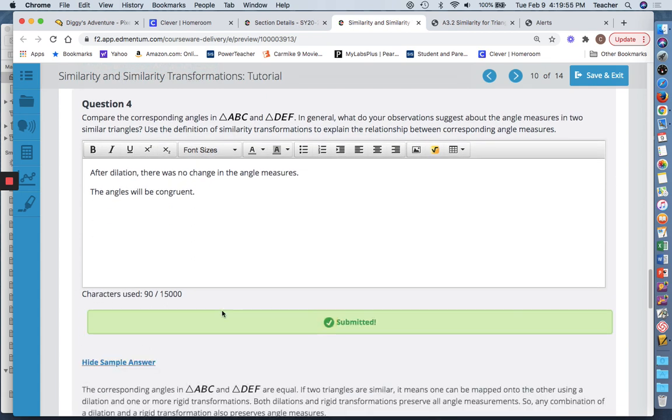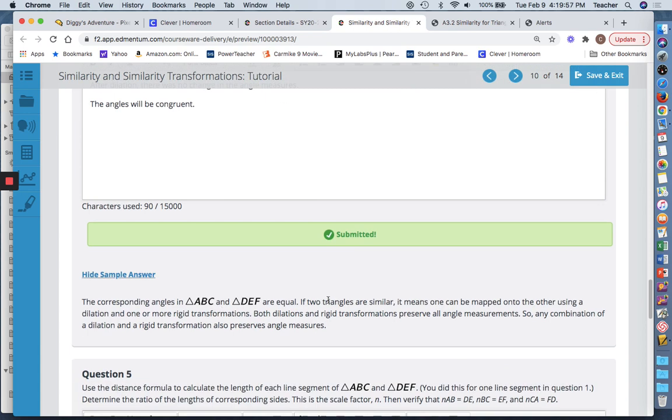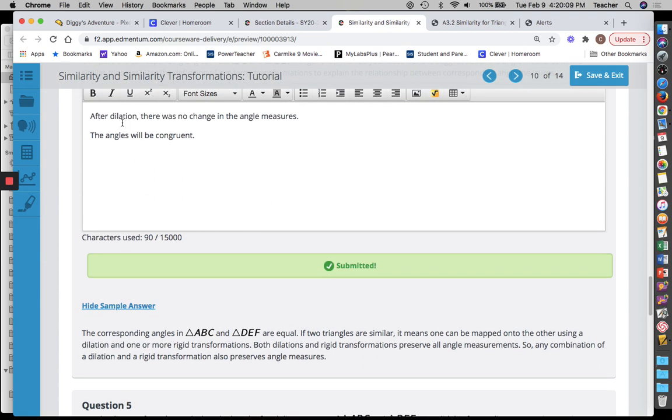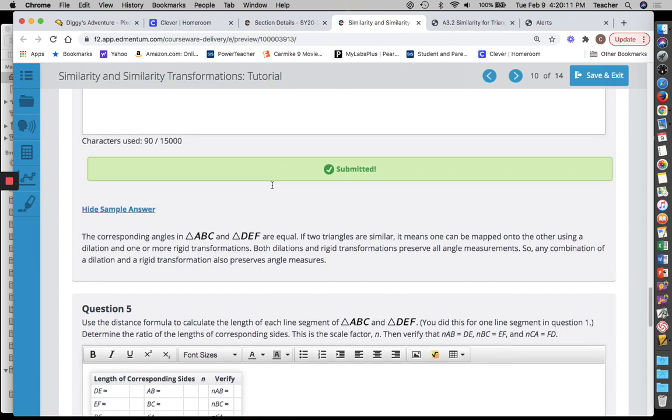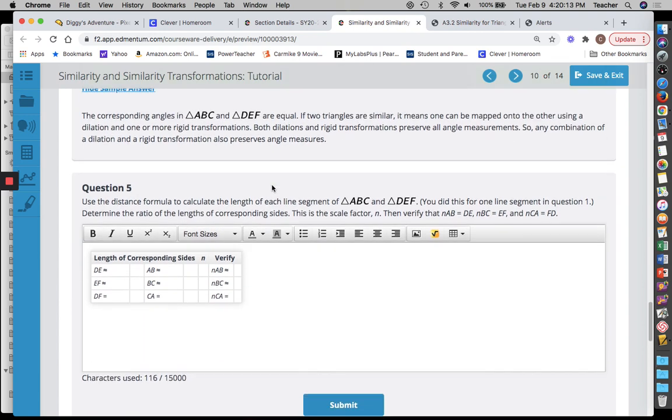Let me hit submit. Equal. All right, so they're equal. I said congruent and similar. Map to the other using a dilation sequence. Both dilation angle measurements. So they're going to just be congruent. They're going to preserve angle measurements. And I said there was no change. Okay, so I looked into that just a little bit too much.